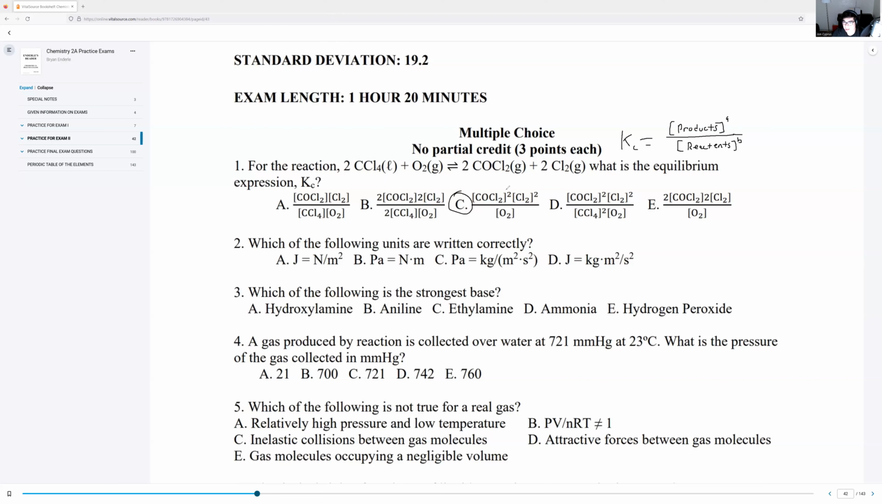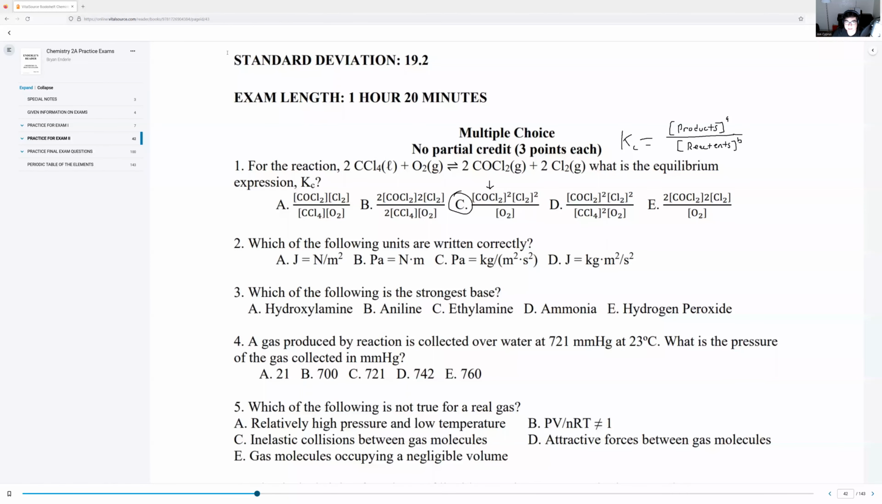Where we should end up getting CoCl2 to the second power, because it has a coefficient of 2, Cl2 to the second power because it has a coefficient of 2, and then over O2, which has a coefficient of 1. So it is to the first power.